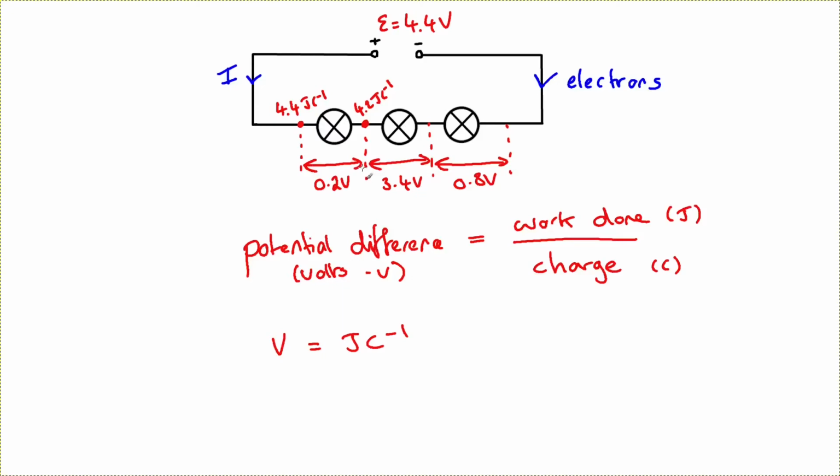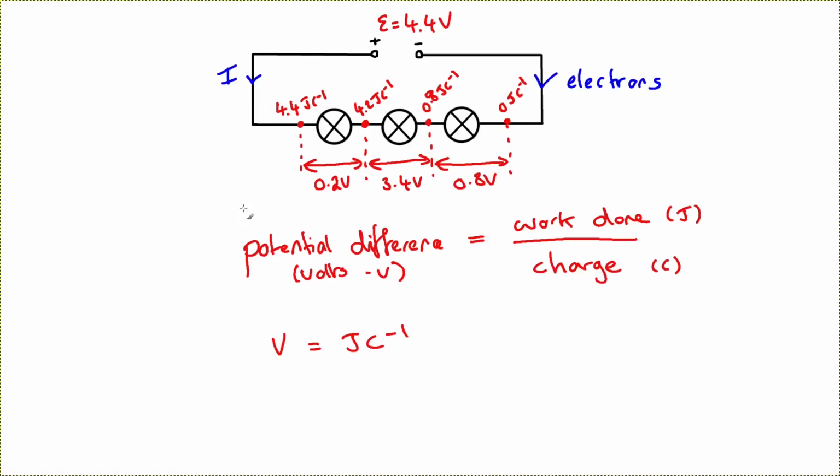We're measuring the difference in electrical potential energy that a coulomb of charge has between those two points in the circuit. Here we've got 3.4 volts, or 3.4 joules per coulomb, across this second lamp, and so if we've lost 3.4 there, at that point in the circuit we've got 0.8 joules per coulomb. That final 0.8 joules per coulomb is lost in that third lamp, so the electrical potential there is now 0 joules per coulomb.